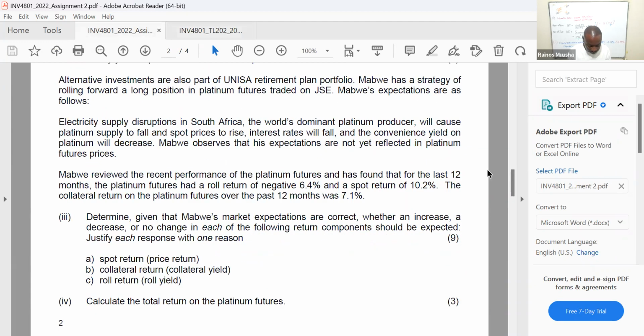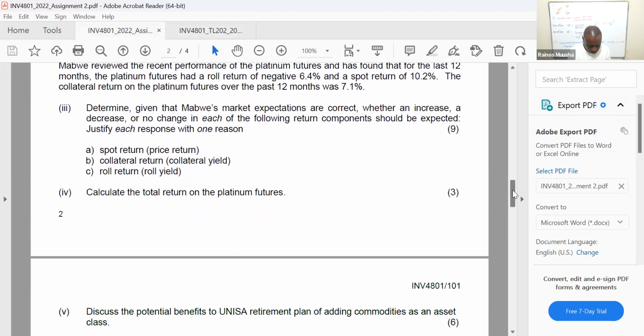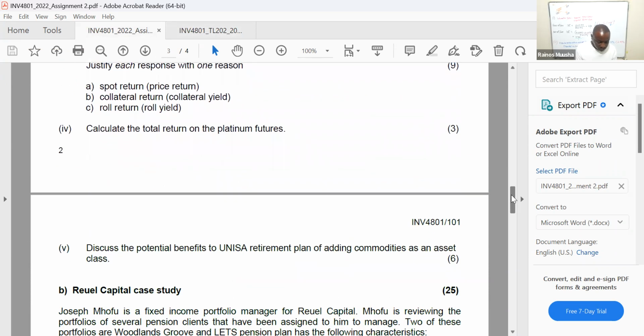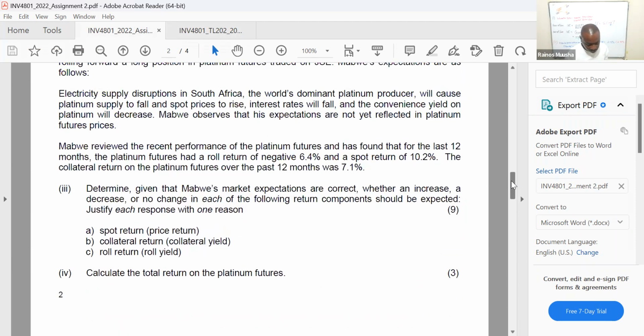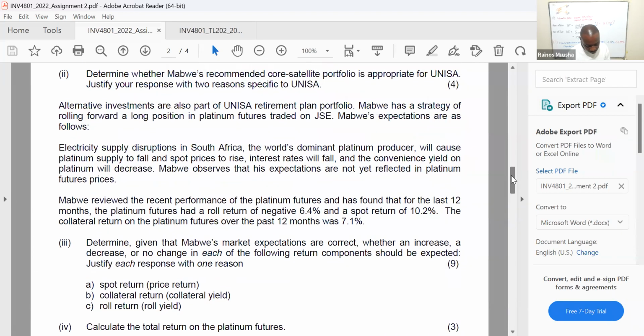Moving on to the next question. For the next question, they say, calculate the total return on the platinum futures. So they're asking us to calculate the total return on the platinum futures, given that there's an effect on the spot return, the collateral return, and the raw return as well.